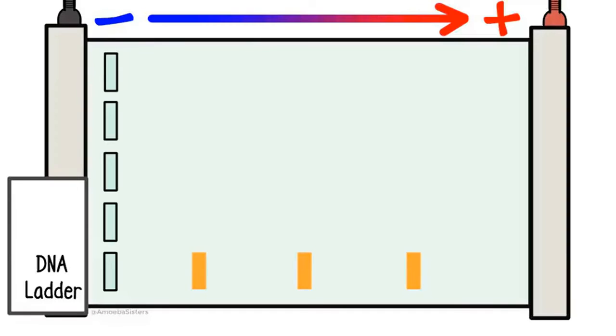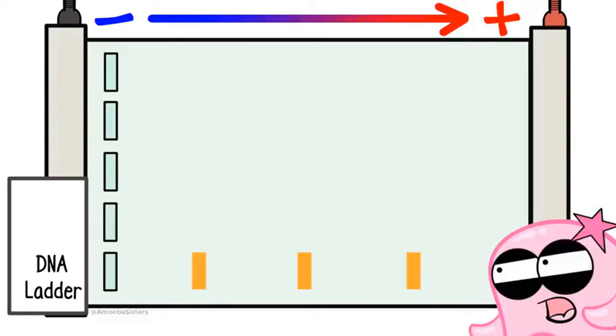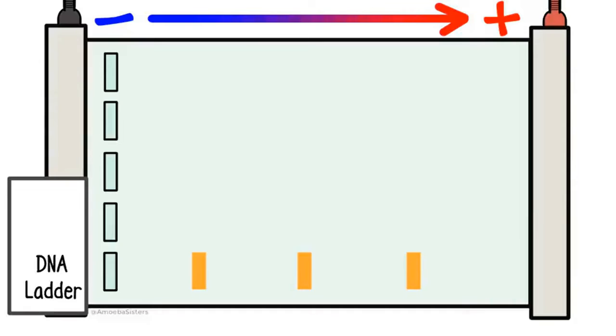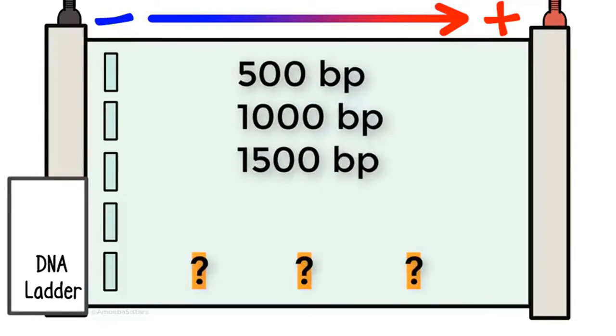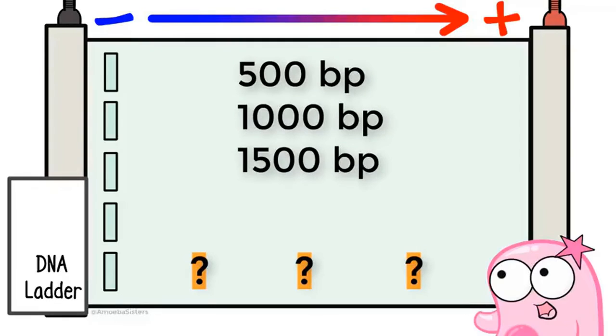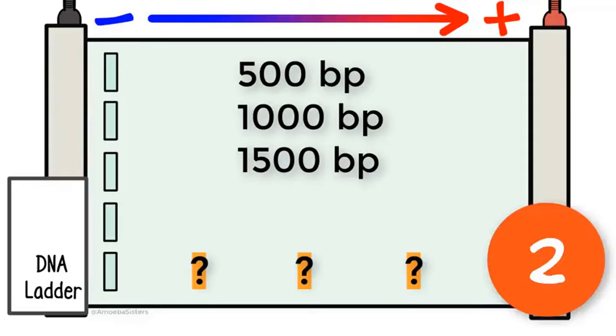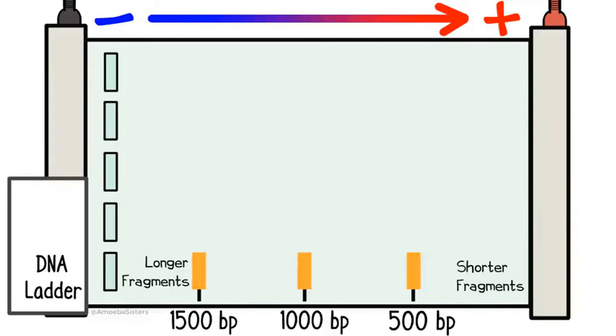Let's say this DNA ladder only had 3 bands, which is not usually the case. Since it's a DNA ladder, the base pair lengths are known. They are 500 base pairs, 1,000 base pairs, and 1,500 base pairs. Think for a minute. Where would they fit in? It would look like this.